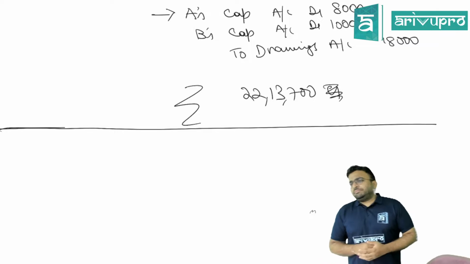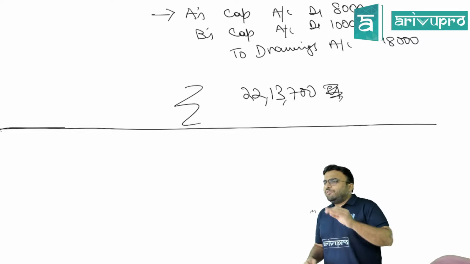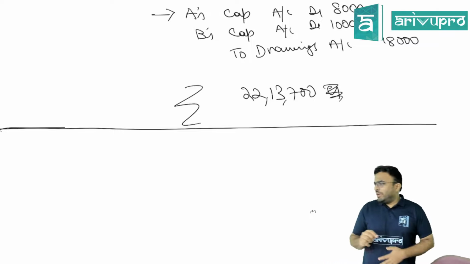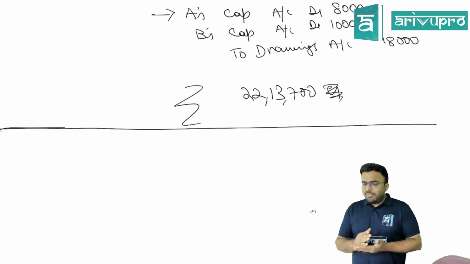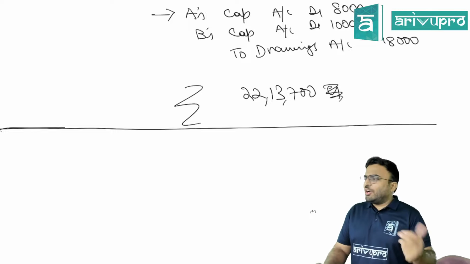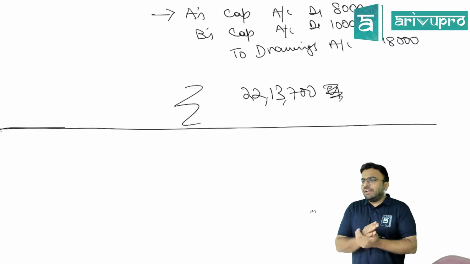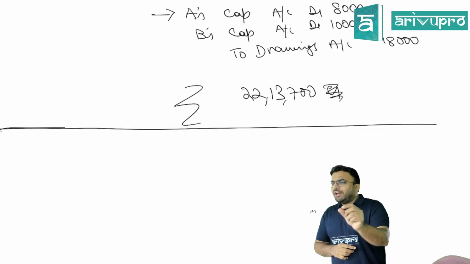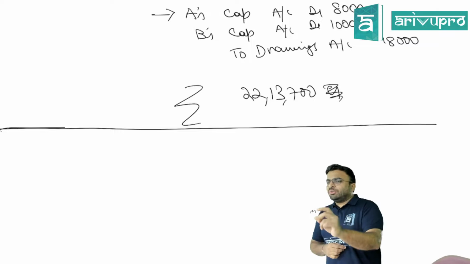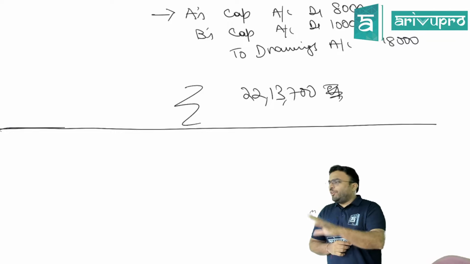Clear? Then drawings. We have different situations for drawings. What do you know about drawings? If dates are given, you'll use the dates and compute the interest on drawings. If drawings are made on the same day every month, let's say starting of every month, what will happen? Total drawings into rate into 6.5 divided by 12. If it is middle of every month, total drawings into rate into 6 by 12. Total drawings into rate into 5.5 divided by 12 if it is end of every month.